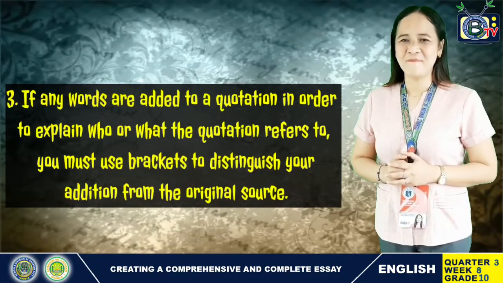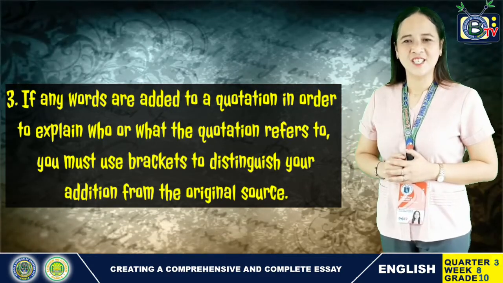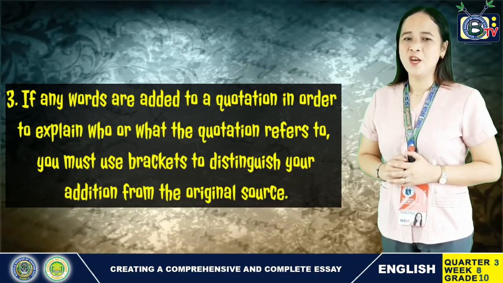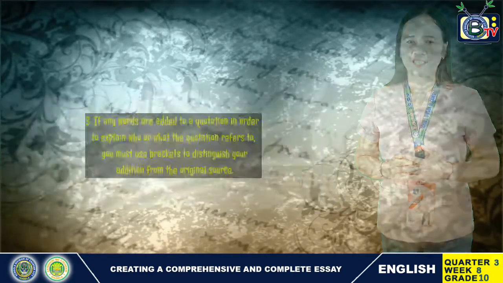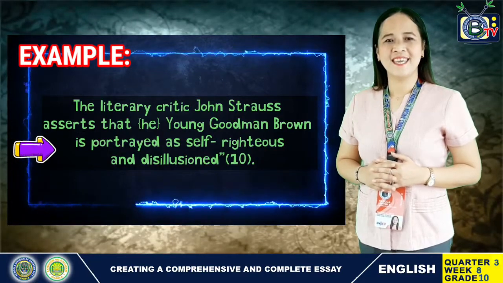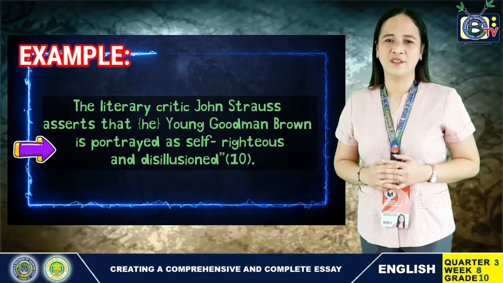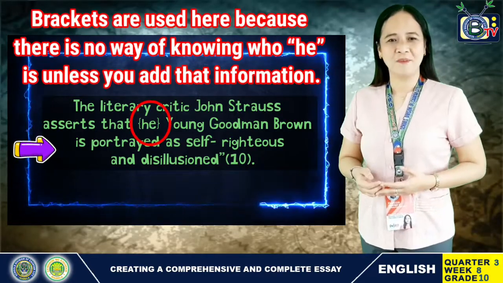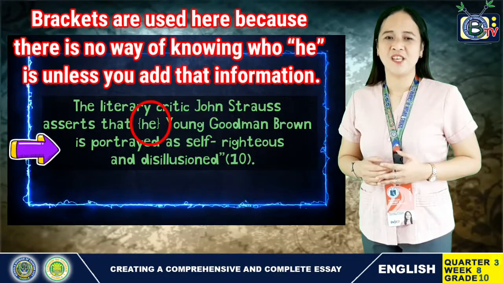Third, guidelines and examples that should help in effectively using quotations. If any words are added to a quotation in order to explain who or what the quotation refers to, you must use brackets to distinguish your addition from the original source. Example: the literary critic John Strauss asserts that "he [the young Goodman Brown] is portrayed as self-righteous and disillusioned" (10). Brackets are used here because there is no way of knowing who "he" is unless you add that information.